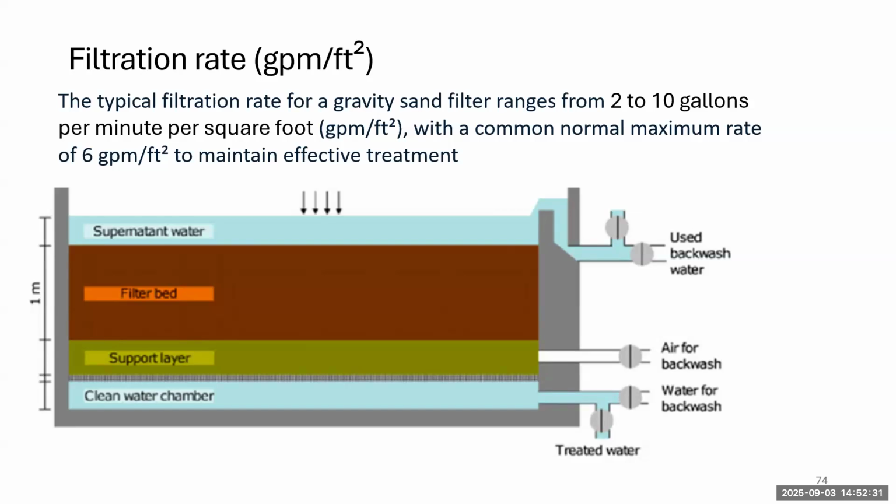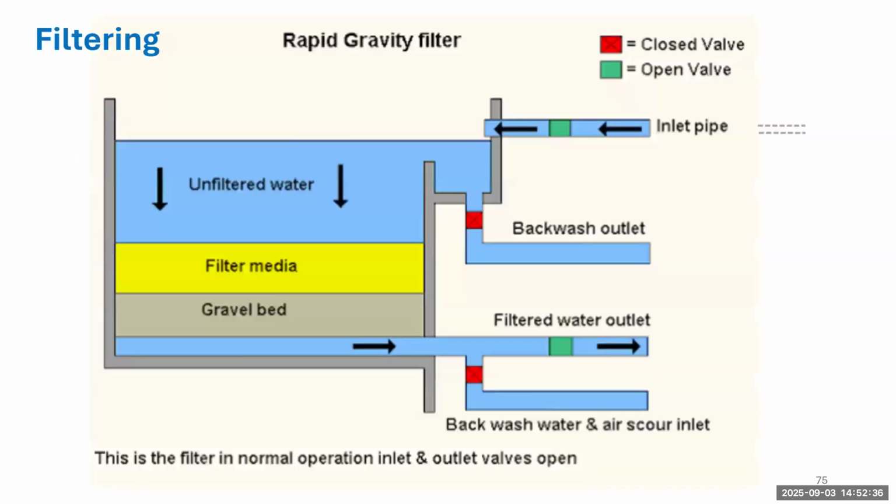And this filter bed has different layers in it. We're going to talk about that a little bit. Here is the filtering mode. You see that there's a backwash outlet and a backwash inlet, and there's a closed valve indicated by those red boxes with X's in them. Those are closed while we're filtering. The water is coming in from the top and trickling down through the media, and particles are being captured in the media, and it goes out the filtered water outlet, traveling toward that disinfection basin that Daryl was just talking about.